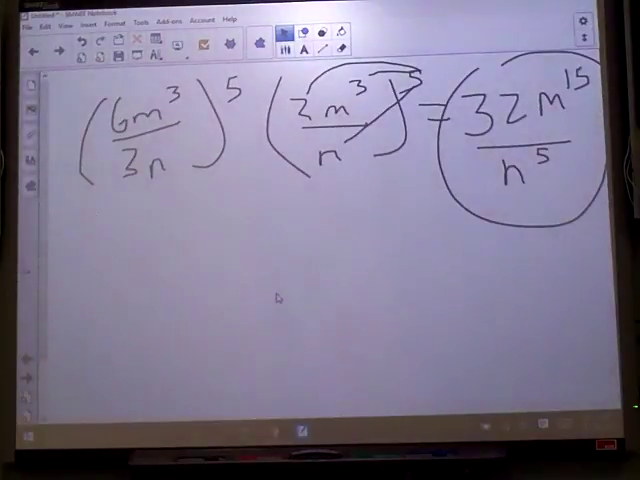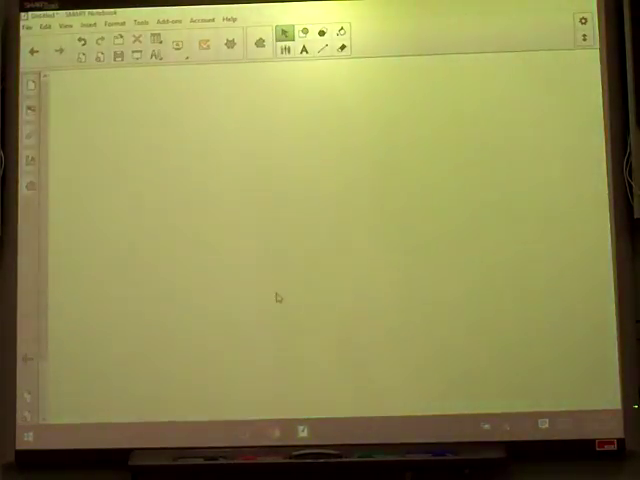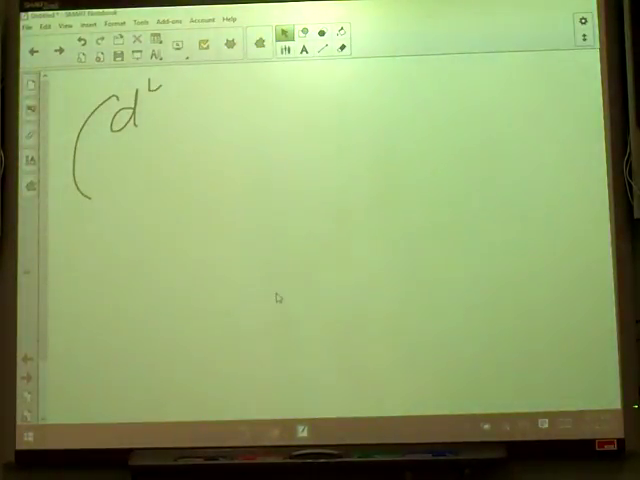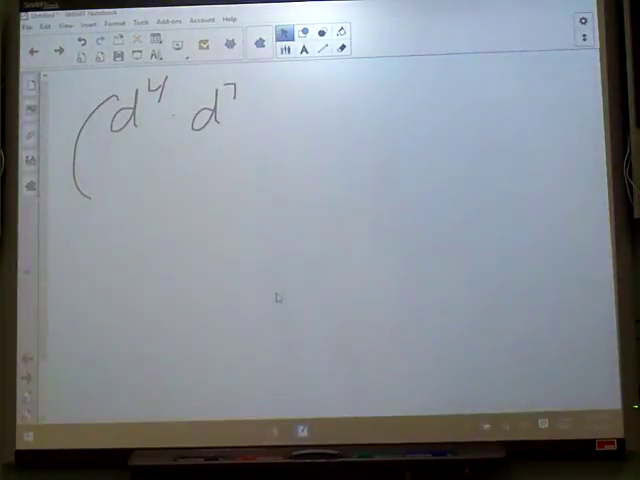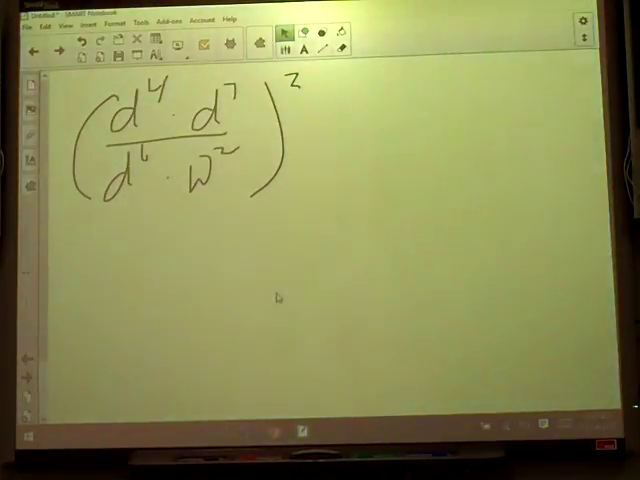Alright, I'm looking at number 18 now. I've got d to the 4th times d to the 7th divided by d to the 6th times w squared, and all of that is cubed. This time I didn't have a coefficient that I had to worry about cubing, and so I just went ahead and simplified all those d's.